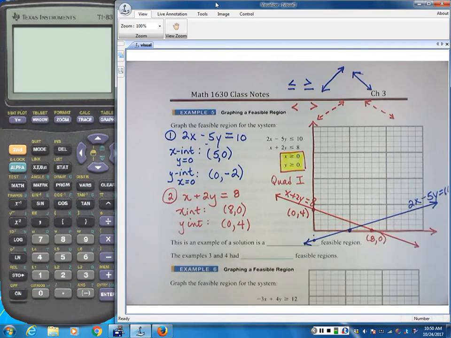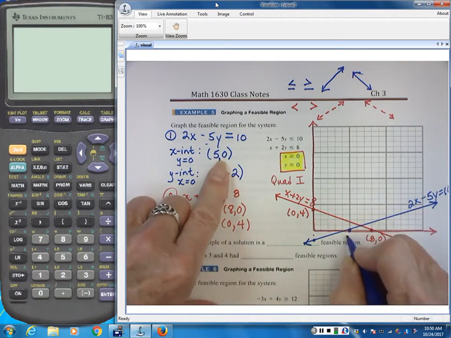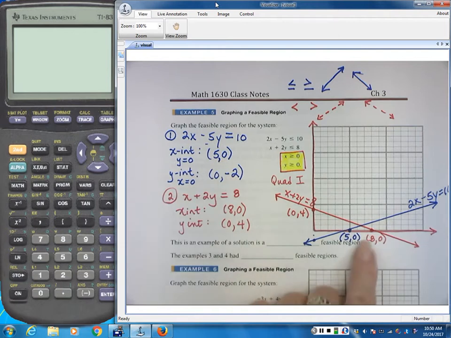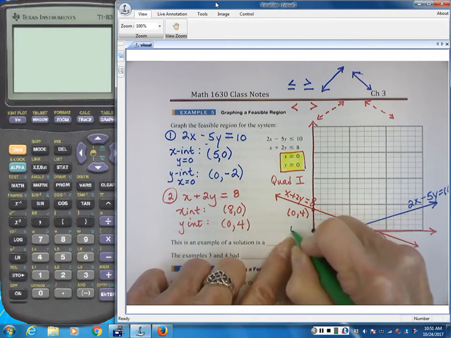And then I've got this point, which is (0, or excuse me, this is (5, 0). So I've labeled every single point except the intersection point. Now I don't know at this point if I need the intersection or not, so I'm not going to try to find it just yet. What I want to know is which way should I shade? Which side of the line should I shade on? And our favorite point to try, as long as it's not on the line, is always the point (0, 0), because it's easy to do the math.